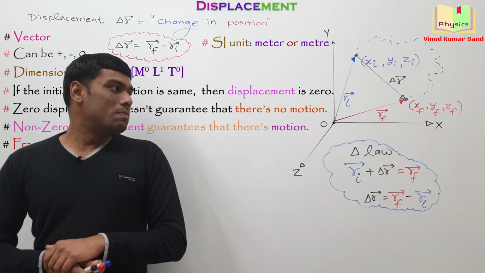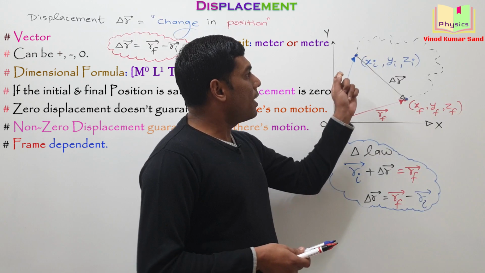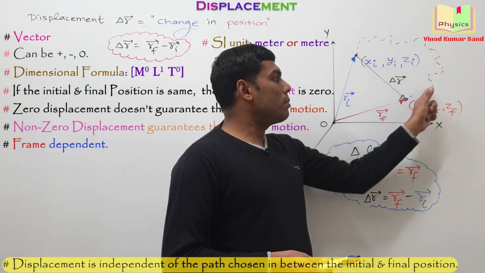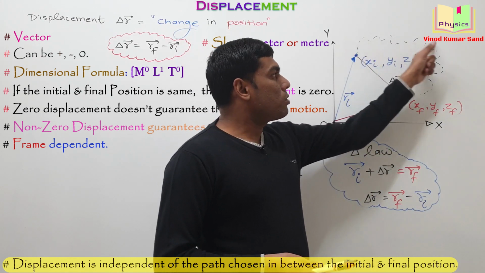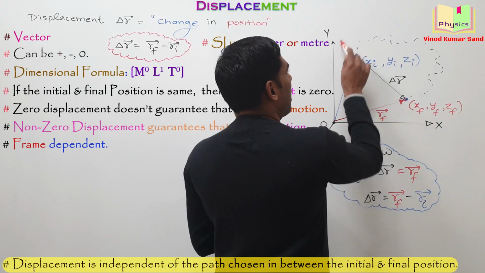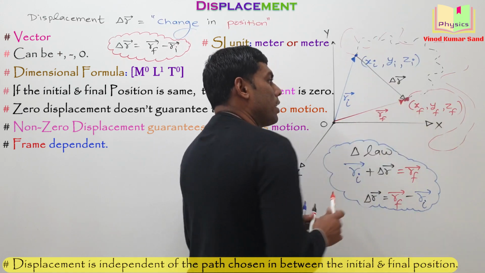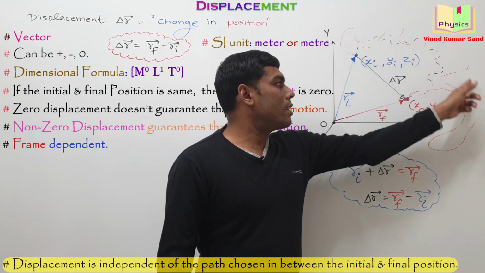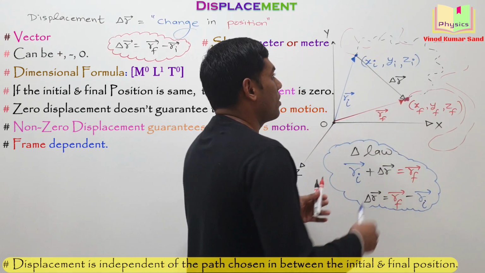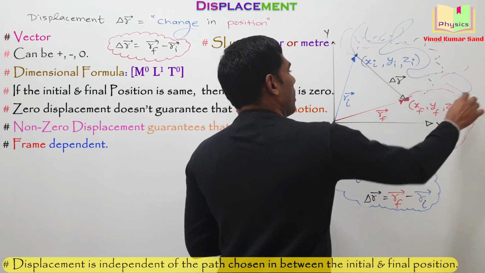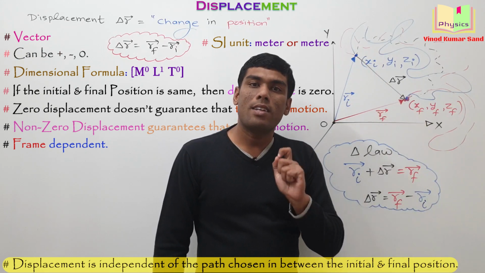Okay. Next important point. The displacement is independent of the path chosen between the initial and final position. For example, instead of this path, if you have taken another path like this and then you go back to this final point, then again for the red path, the displacement will remain the same. Even if you choose another third blue path like this, something random, and then you reach here, for this blue path also, the displacement is the same.